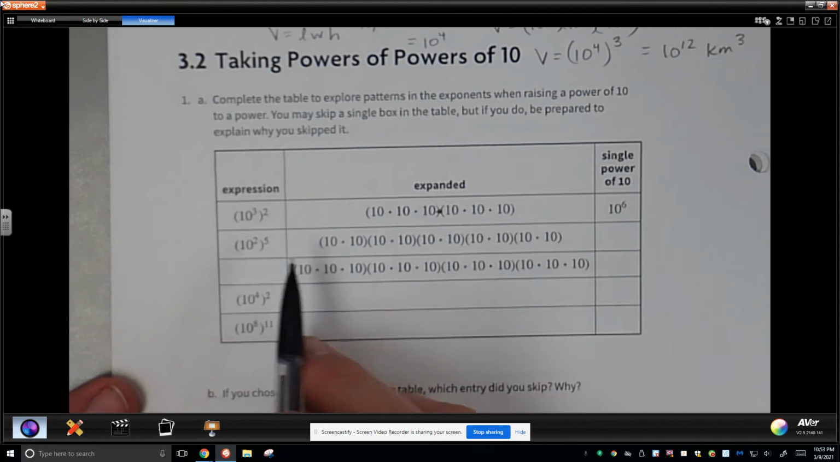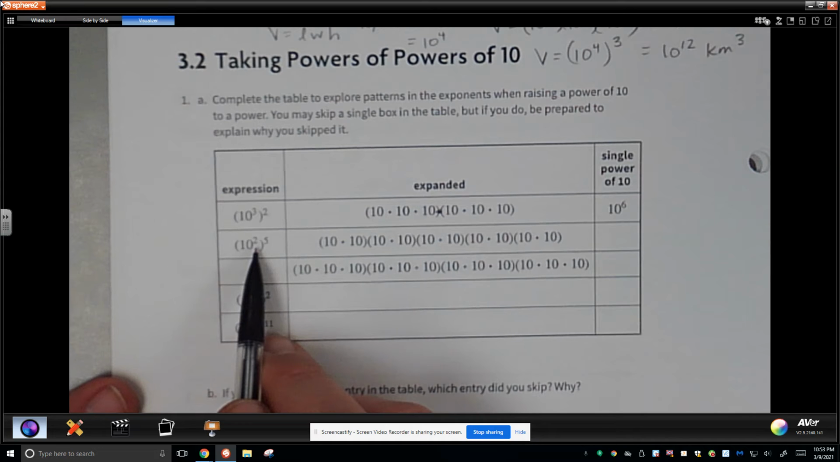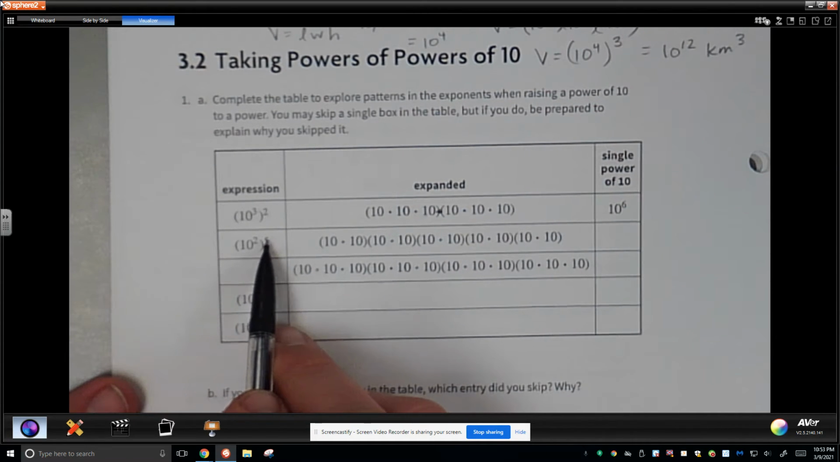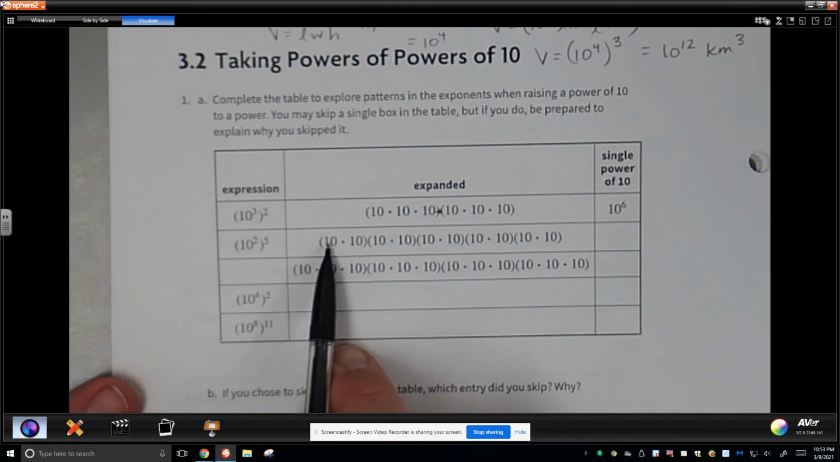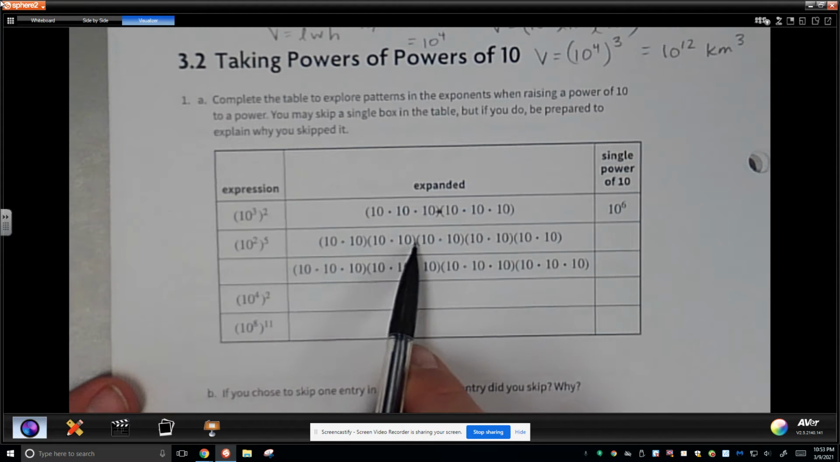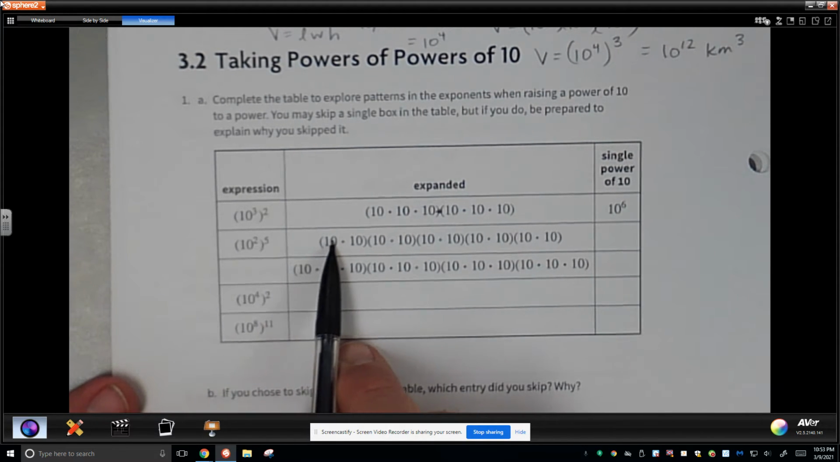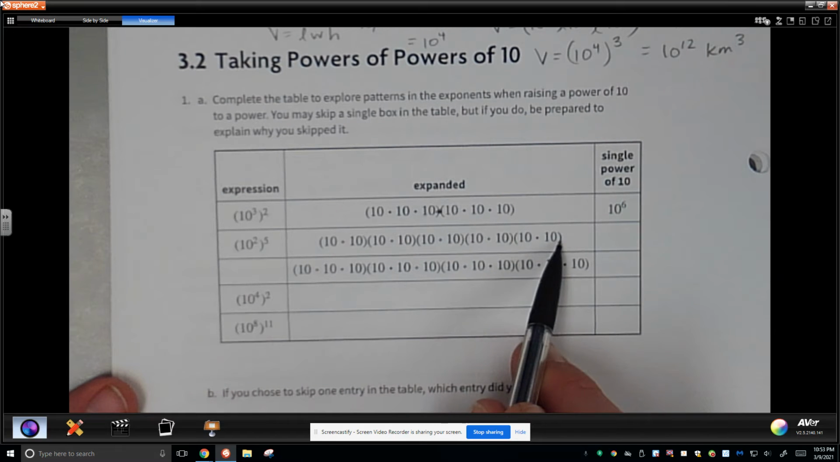We see in the next one, 10 to the 2nd power raised to the 5th power. So we have 5 groupings of 10 to the 2nd power, 5 groupings of 10 to the 2nd power, 10 to the 2nd power, 10. You get the point. We go 10 times 10 times 10 all the way through the end.